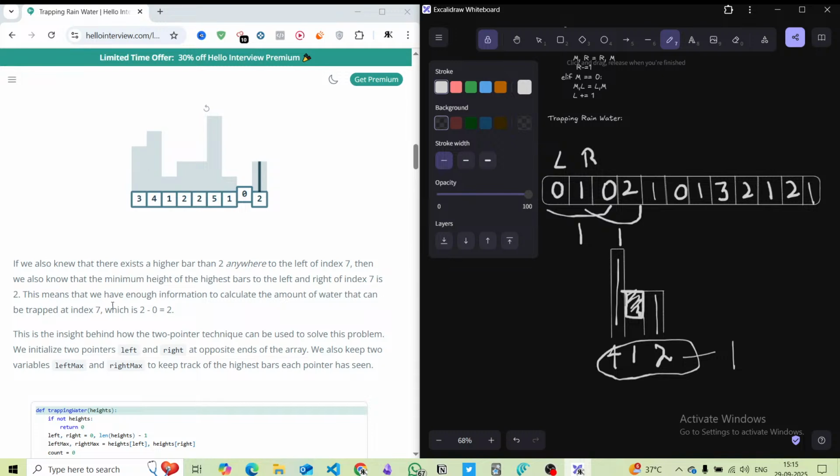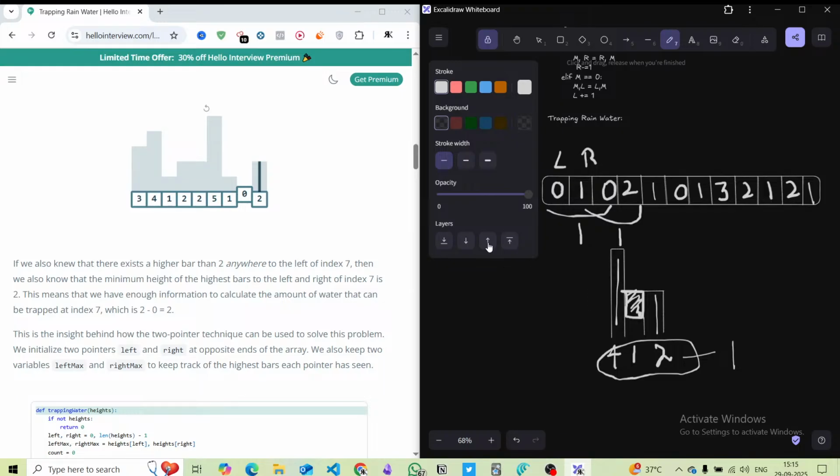So this means that we have enough information to calculate the amount of water that can be trapped: 2 minus 0 is 2. Now, how the two-pointer technique can be used to solve this: we place two pointers at the opposite ends of the array. We also keep two variables, left max and right max, to keep track.